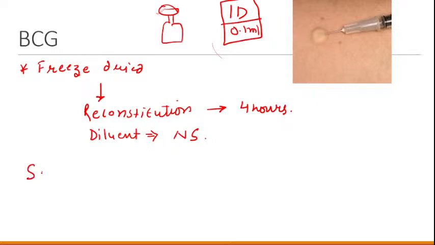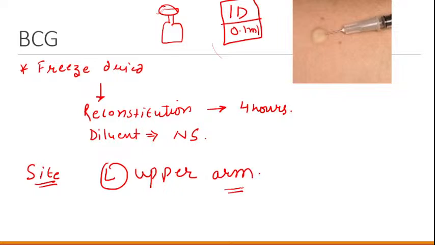Now, what is the site? Site is left upper arm. We all have a scar. That is BCG. Now, I gave a question. What is indirect BCG?